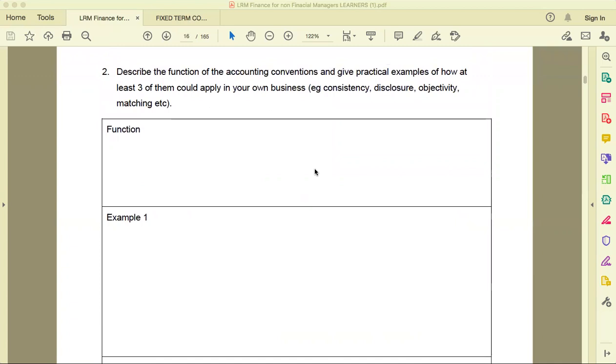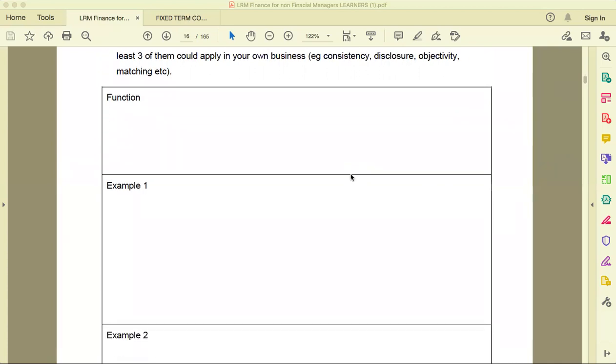Then question number 2: describe the function of the accounting conventions and give practical examples of how at least 3 of those could apply in your own business. So why do we have the accounting conventions? Go back to those notes and tell me why. The financials are only going to be fair and accurate if you apply the different conventions. Then let's look at 3 different examples: consistency, disclosure, objectivity, matching, audit reports. Give me examples of how those principles work in your business.